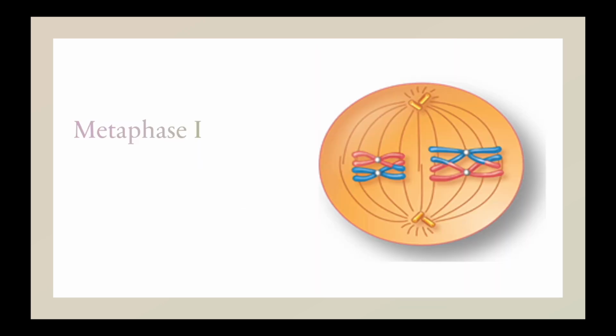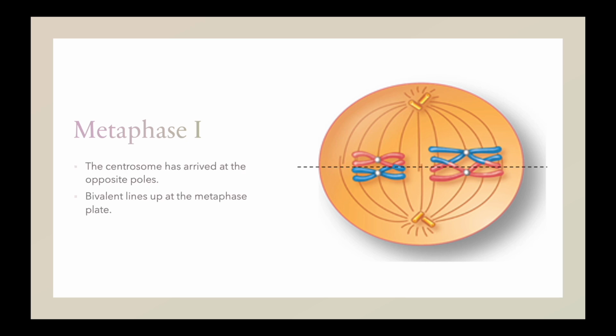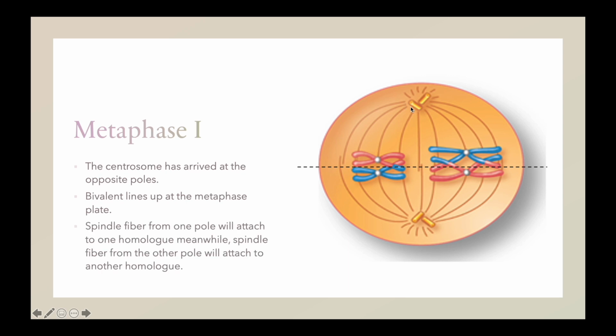Metaphase I. During metaphase I, the centrosome has arrived at the opposite poles. The bivalent now lines up at the metaphase plate. Metaphase plate is an imaginary line at the center of the cell. It is not a discrete structure. The spindle fiber from one pole will attach to one of the homologues. Meanwhile, the spindle fiber from the other pole will attach to the other homologue.